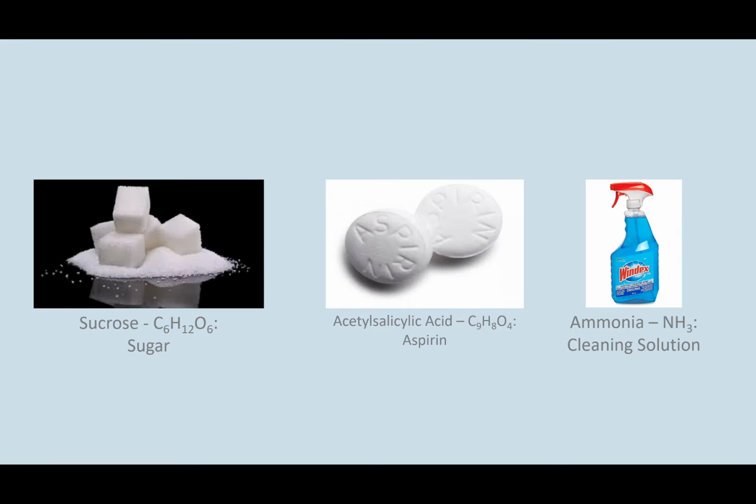So some examples of covalent compounds, or nonmetals and nonmetals. We have sucrose, which is a combination of carbon, hydrogen, and oxygen, and basically that's sugar. We have acetylsalicylic acid, or aspirin, which is again another combination of carbon, hydrogen, and oxygen. And we have ammonia, which we saw chemically on the last slide, which is the main ingredient in a lot of cleaning solutions such as Windex. Again, we saw water in the other slide as well, which is a covalent compound, or two nonmetals combined together.